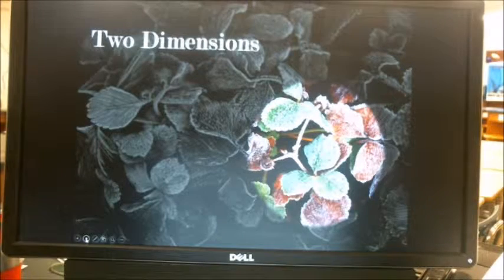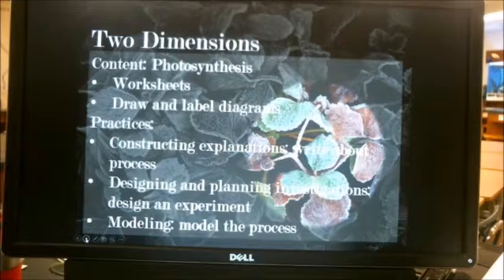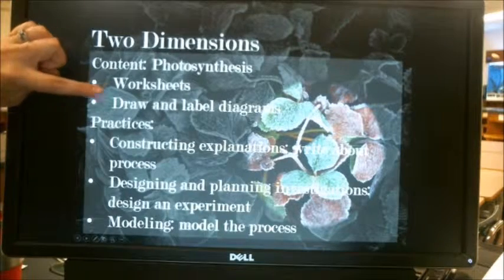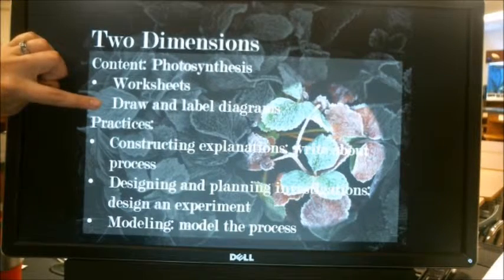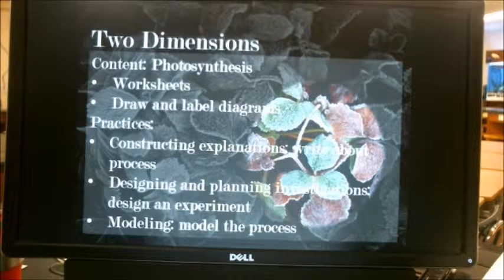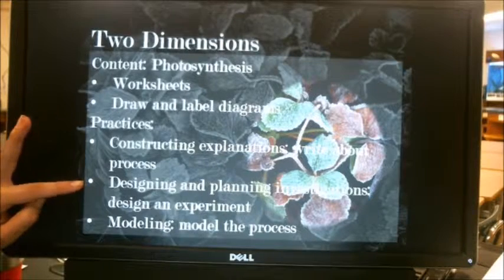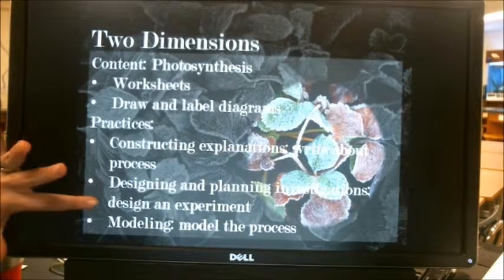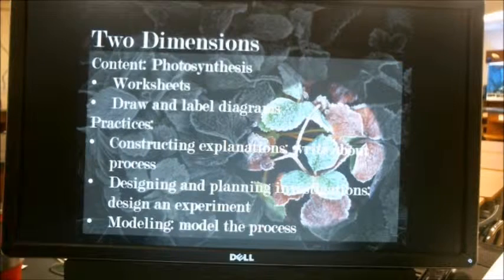Then last year, when I integrated 2 dimensions into my teaching, we also did the worksheets and we labeled diagrams and things like that, but I integrated more practices, so I had them construct explanations by writing about the process in different ways. They also had to design and plan investigations. They had to design their own experiments, so there was inquiry there.